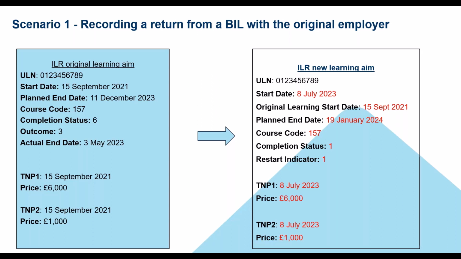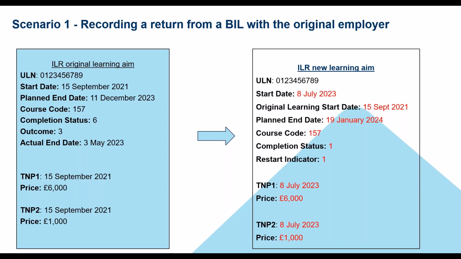So we record the new learning start date, the 8th of July 23. We record the original learning start date, which was the 15th of September 21. We record the new planned end date, and we do tend to see that this is pushed back a little bit due to that break in learning. The completion status in this new learning aim goes back to a 1 to signify that they're in learning, and we record the restart indicator.